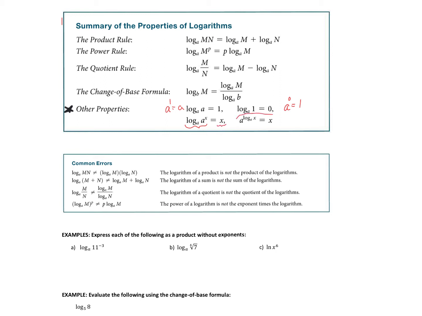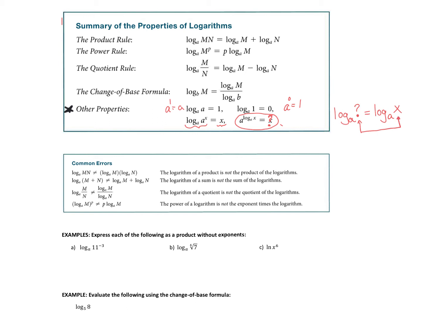And then this last one is a little bit harder to understand. Let's take this expression, which is in exponential form, and write it in logarithmic form. Before we do that, let's just put a little question mark here to say we don't know what this expression is equal to. So if I write it in logarithmic form, I say log base a of that question mark is the exponent, which is log base a of x.